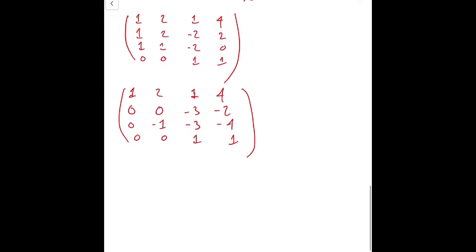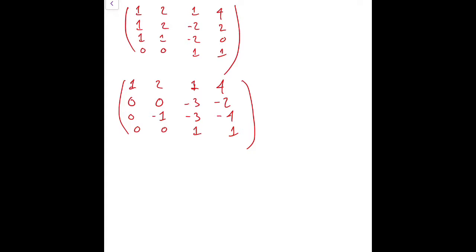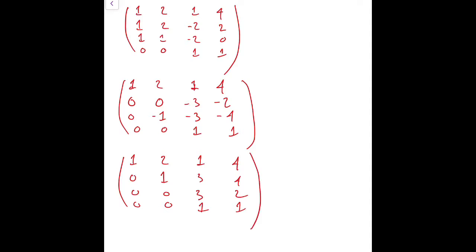Okay, so now notice that I need to swap the second and third rows to get the pivots right. And when I do that, I'm going to also multiply by minus 1. So this is 1, 2, 1, 4. The new second row is going to be minus the old third row. So this is 0, 1, 3, 4, then 0, 0, 3, 2, and 0, 0, 1, 1.